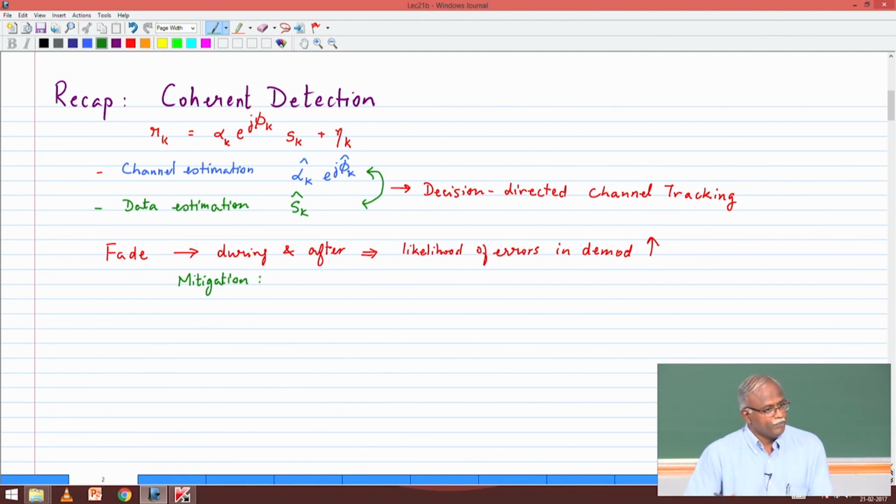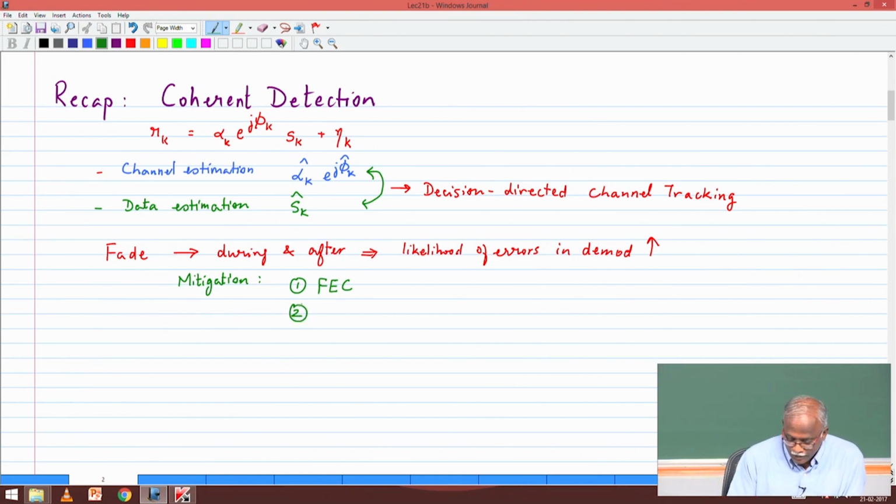Some of the ways that we would mitigate the errors caused by fading are, what are some of the ways that we have discussed? Error correction, okay. One would be FEC, that's a very powerful method. We have several powerful techniques for doing the error correction. Second one? Hopping is definitely one way of doing it, yes.